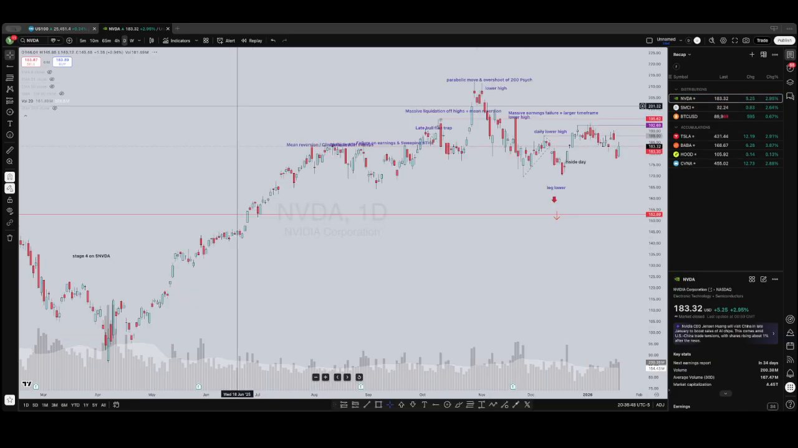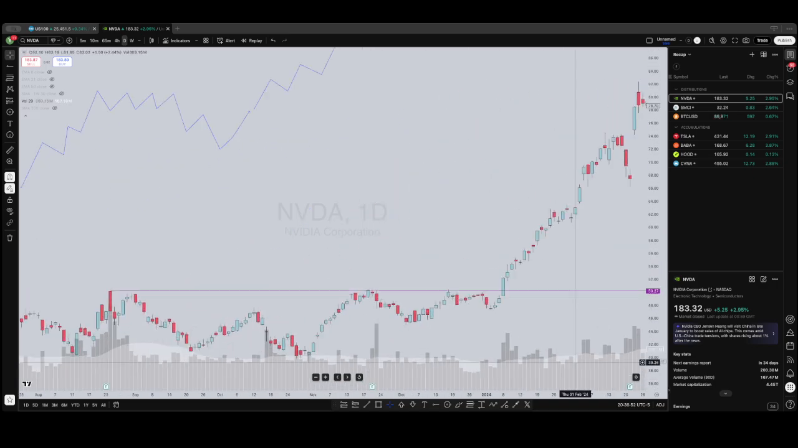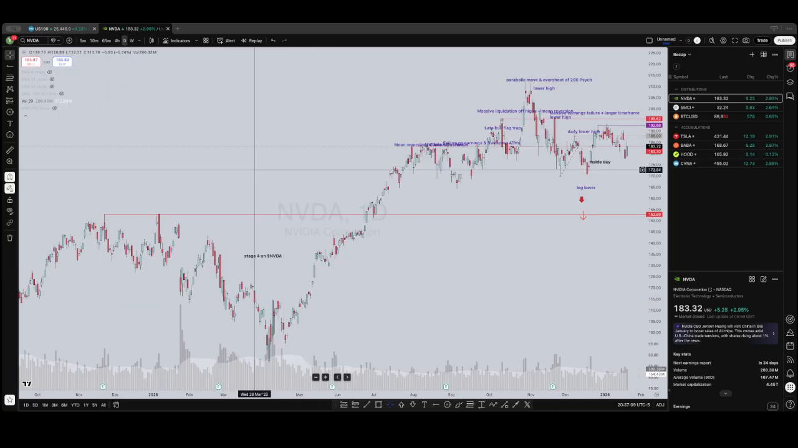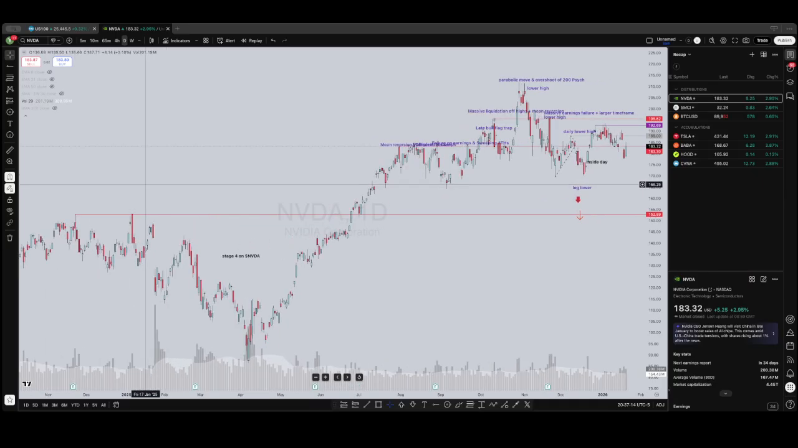But for example, if you go back to Nvidia, the breakup from back here was on high volume, right? The initial days. But after that, volume was not that high. It stayed right around average, and price continued to drift higher. And then volume popped in. You don't need to see high volume every single day. In fact, if you were seeing high volume every single day, I would actually be kind of suspicious about that.